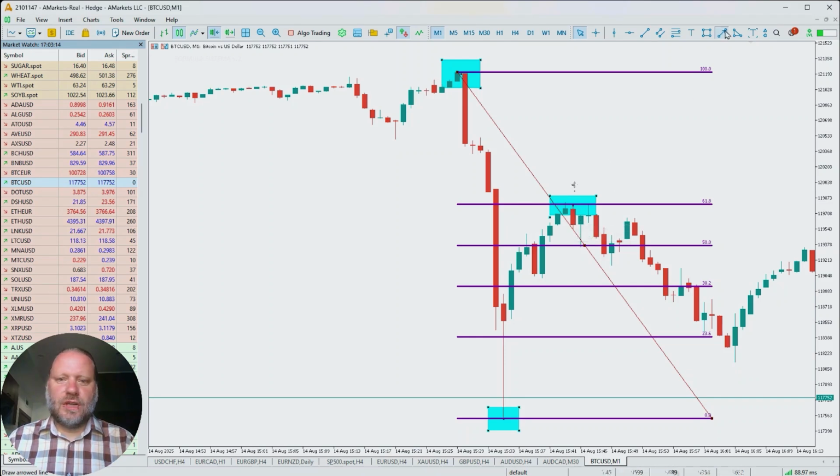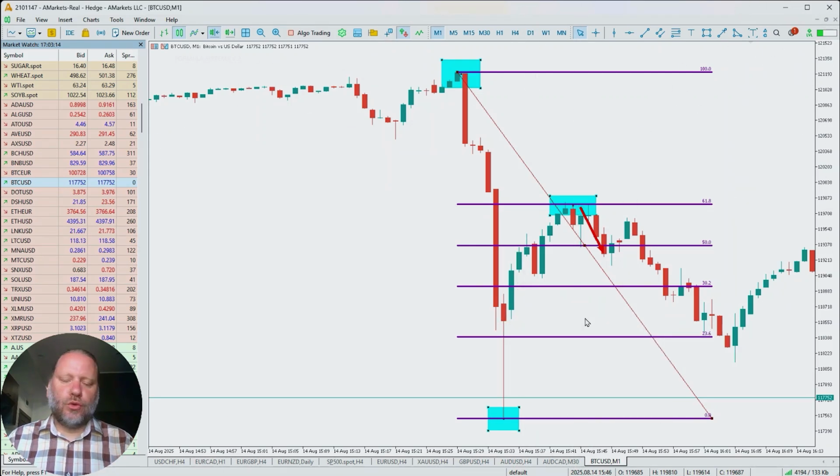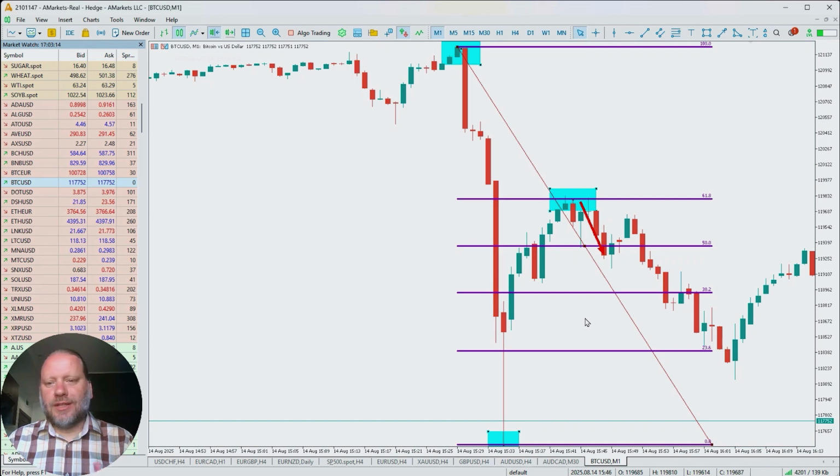Finding such a reversal point is not difficult at all. You just need to take and use this tool called the Fibonacci grid. If next time you see a strong movement in Bitcoin or other currency pairs, be sure to use this tool. It's quite reliable. Let's look at other currency pairs where we can also use this tool.